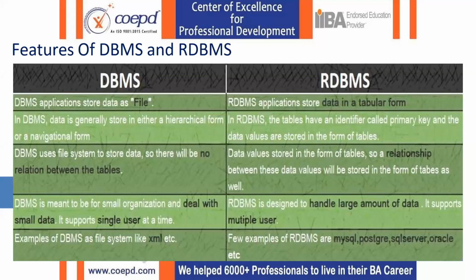Example of DBMS as a file system like XML. When it comes to RDBMS, RDBMS applications store data in the form of tables. In RDBMS, the tables have an identifier called a primary key, and the data values are stored in the form of tables. In the next slide, I will say what a primary key and a foreign key are. The relationship between the data values can be stored in the form of tables as well.